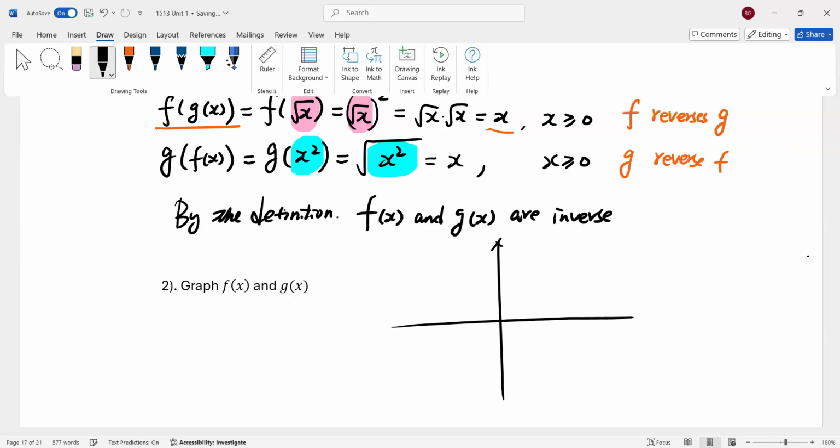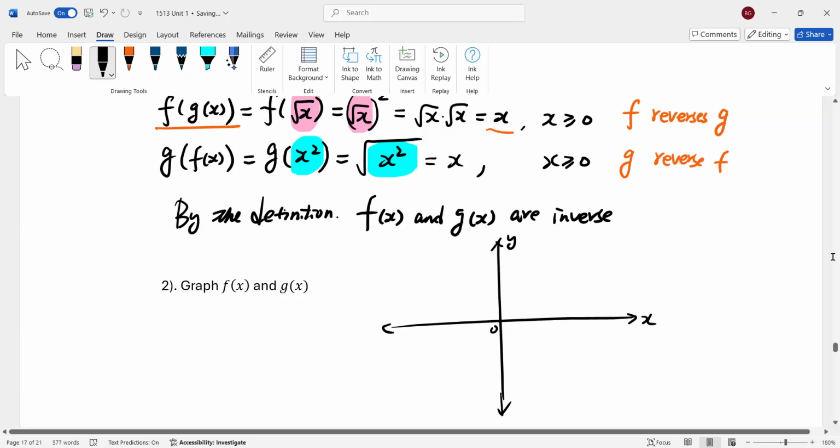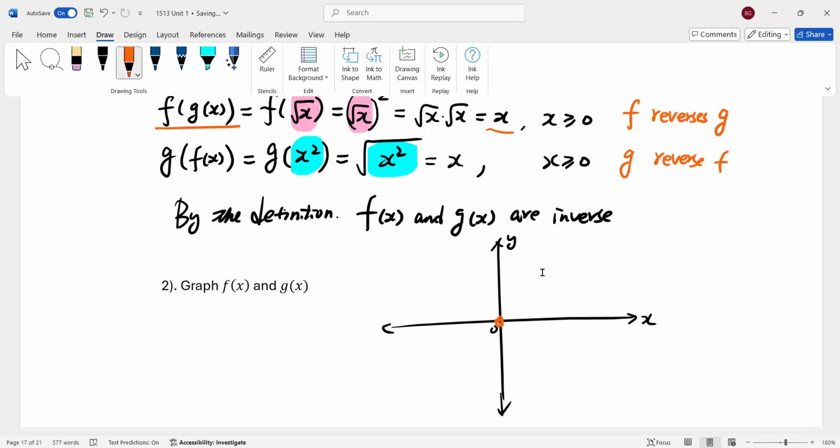So this is the rectangular coordinate system. We're going to graph the function f. Function f is the squaring function, but only the part in quadrant 1, only when x is bigger than or equal to 0. So this is f of x.